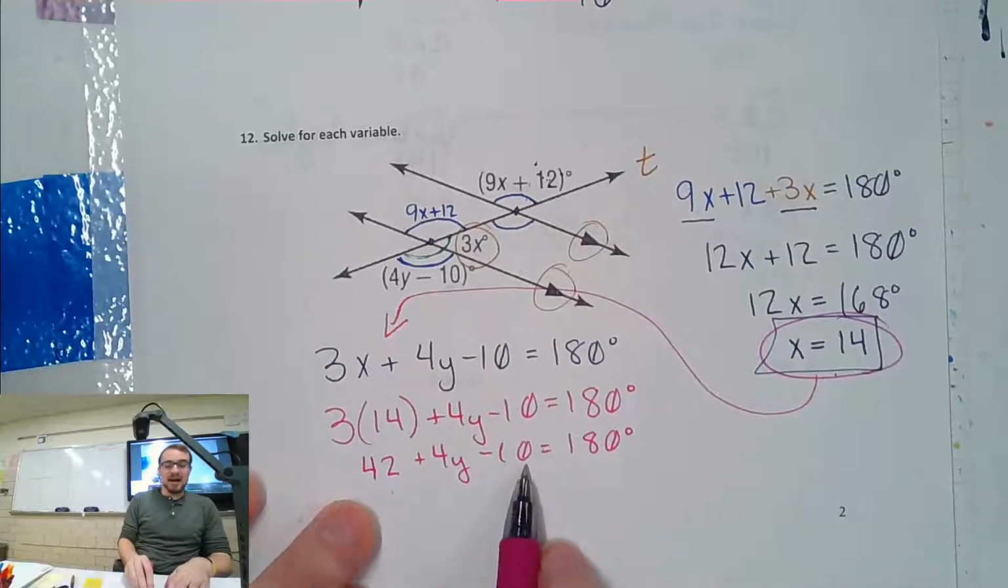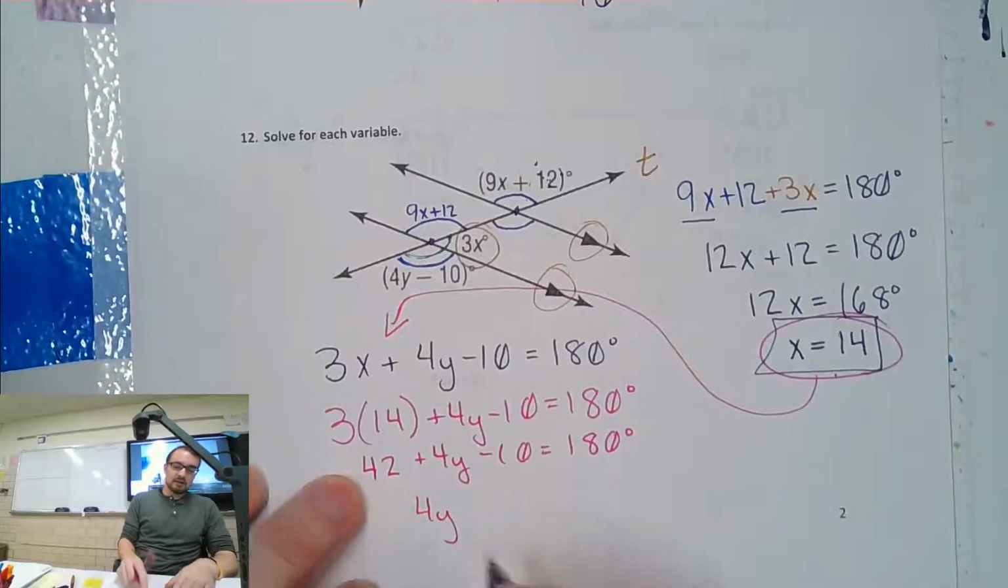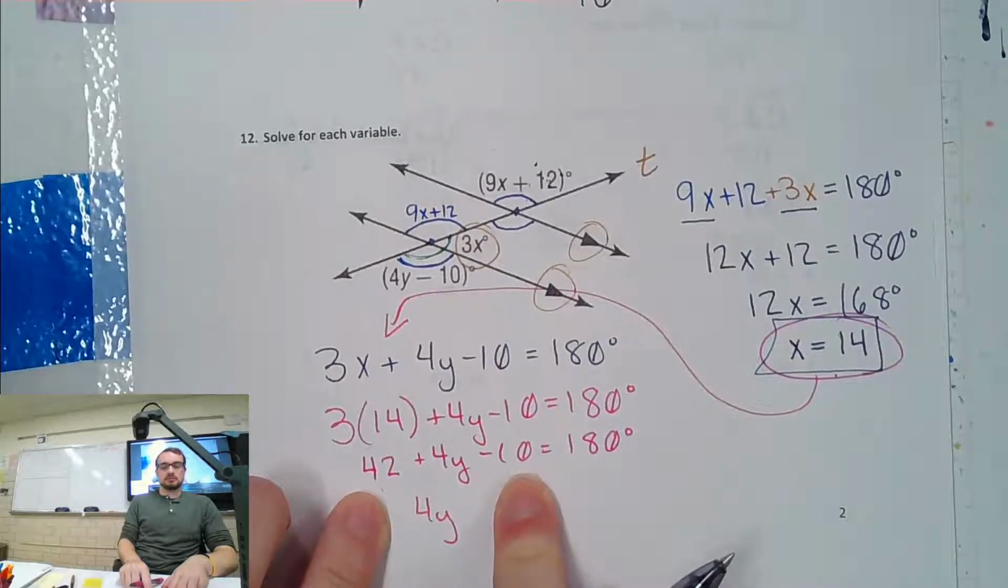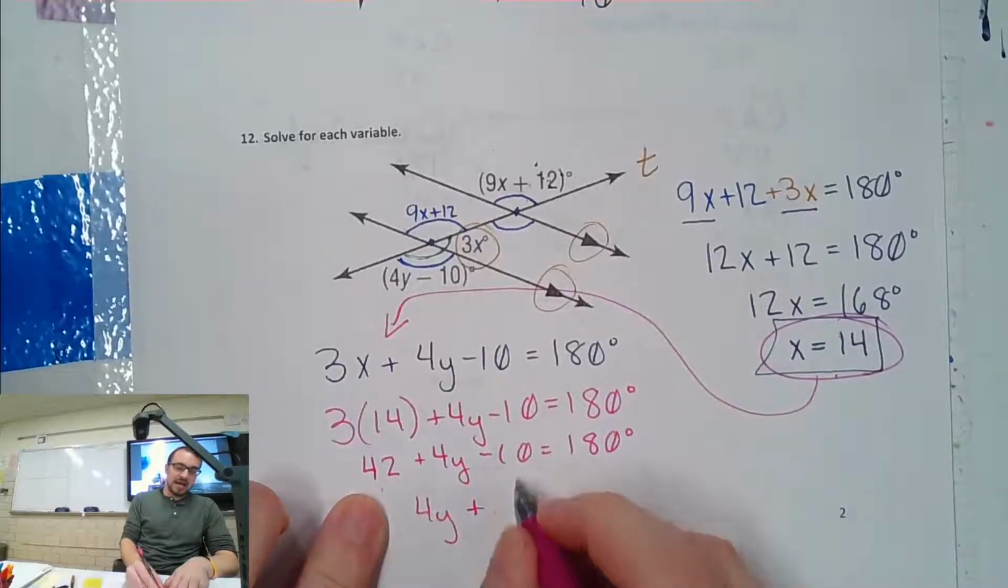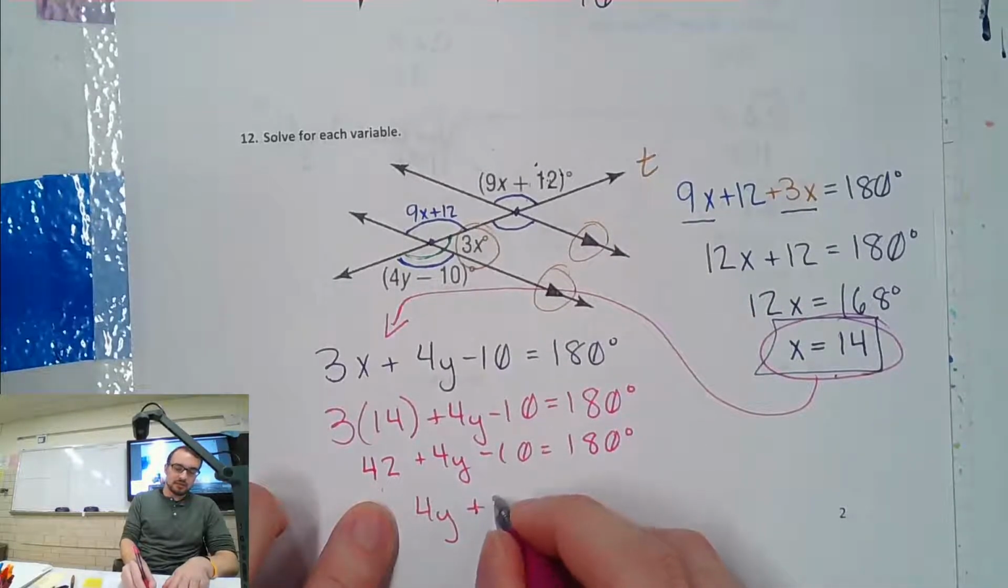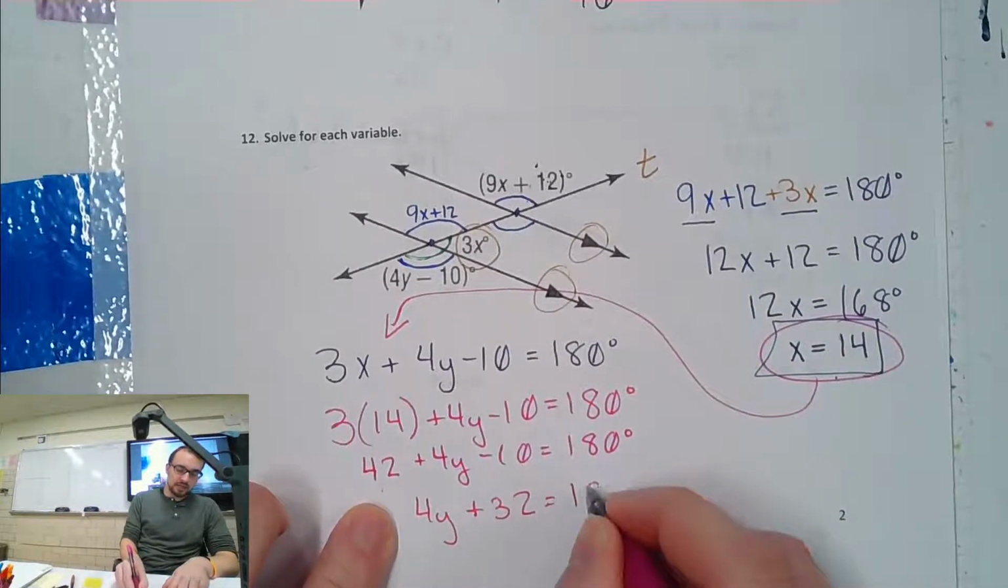So we got 42 minus 10 on the same side, so I'm just going to combine those. Is that cool? So that's going to be 4y. 42 minus 10, what's that? Yeah, they're all on the same side. We don't have to add the 10. They're already on the same side. So it's positive 32 equals 180.